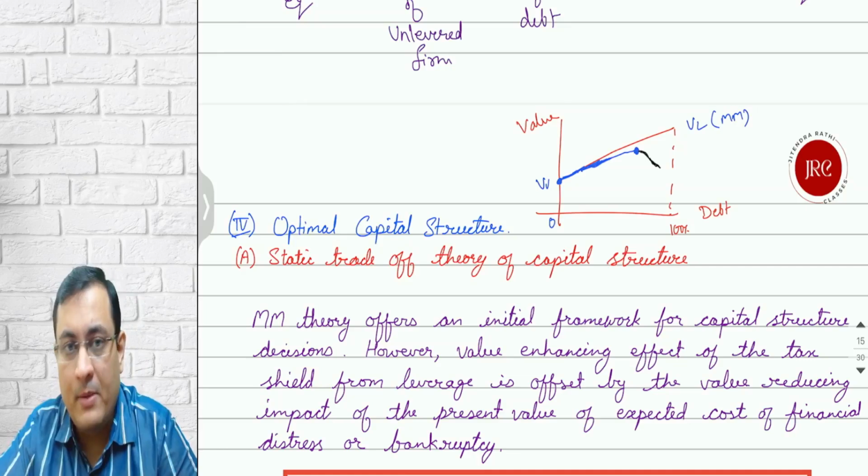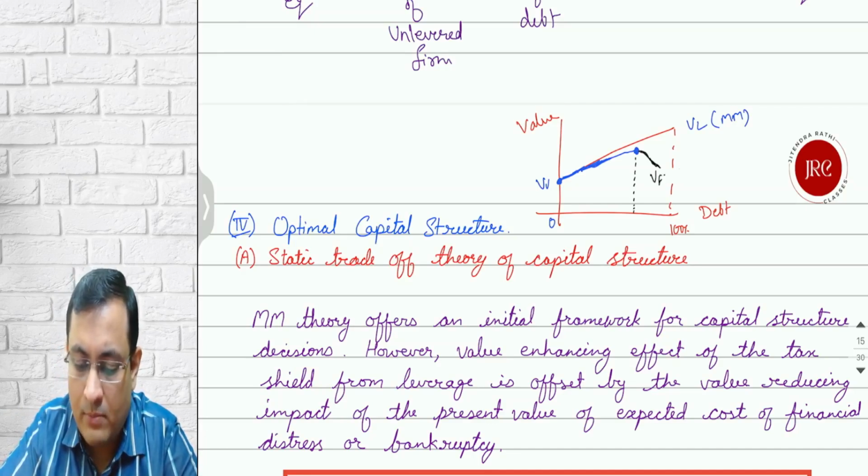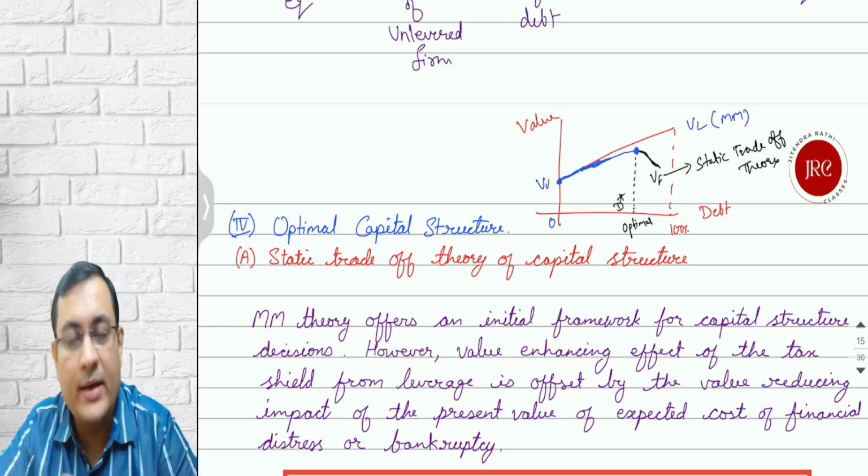So what is the optimum capital structure? The optimum capital structure is that level where this line, this valuation of the firm by static trade-off theory, is highest, and this is now the optimum capital structure. This is the optimum level of debt, and we will call it D asterisk.